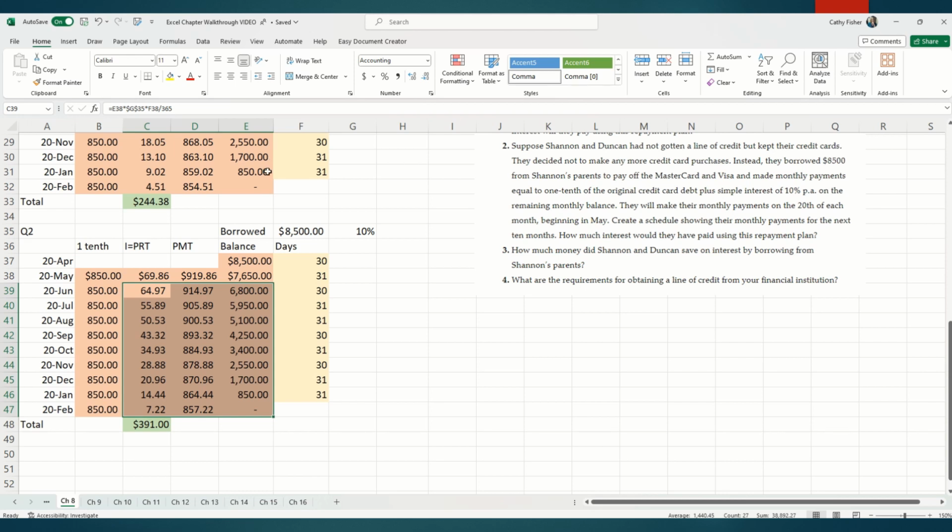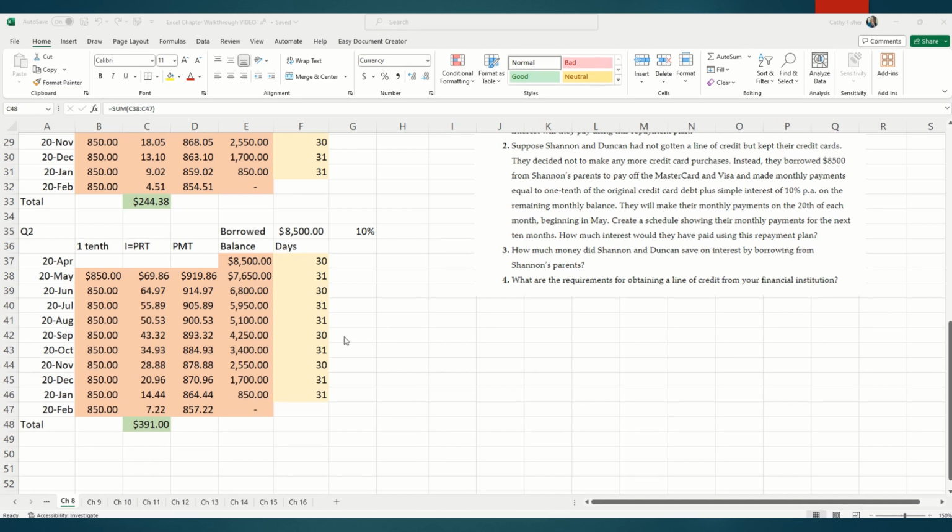And then I'm going to just make all this a comma, with the dollar sign figure right there. And now our total down here is $391. And you'll notice that it took the formatting as well, so I don't have to worry too much about that. And so it says, how much interest would they have paid using the repayment plan? And it ended up being $391. So question 2 was a little bit faster, and the reason why was because I copied and pasted what I did up there and then just modified it a little bit.